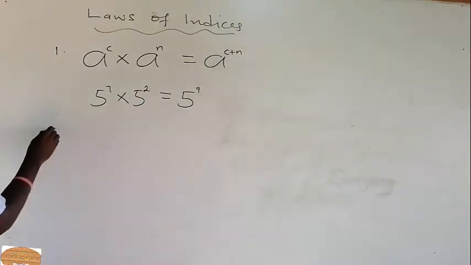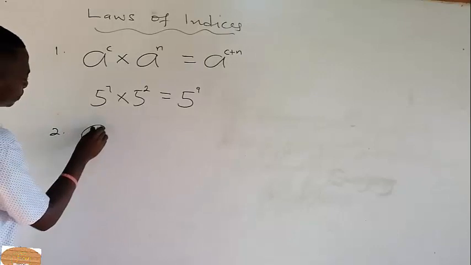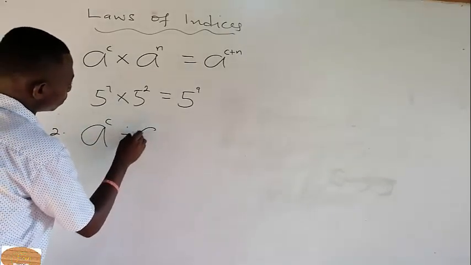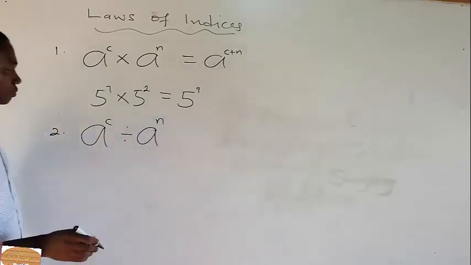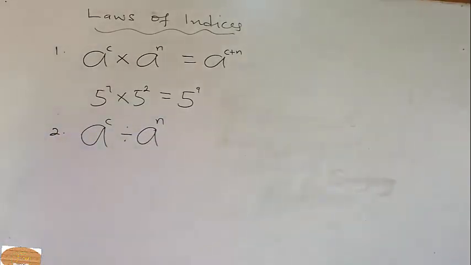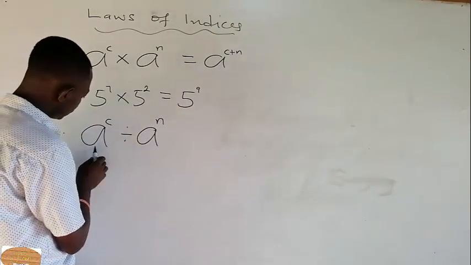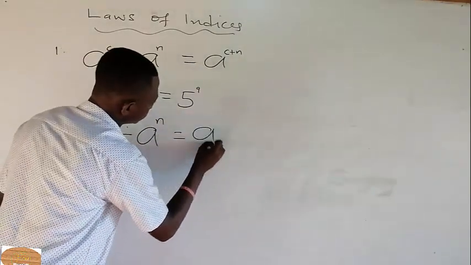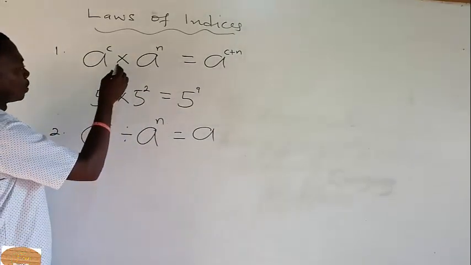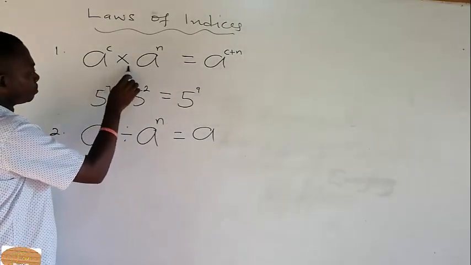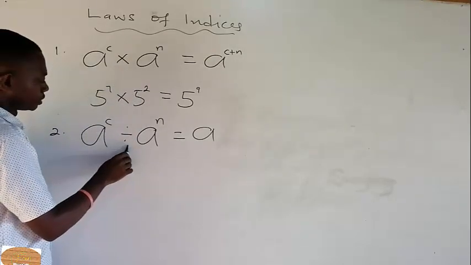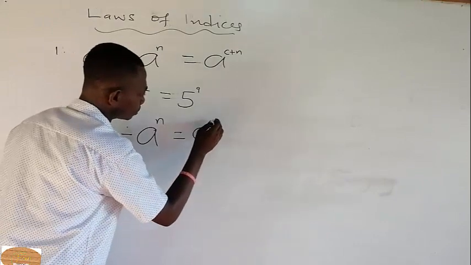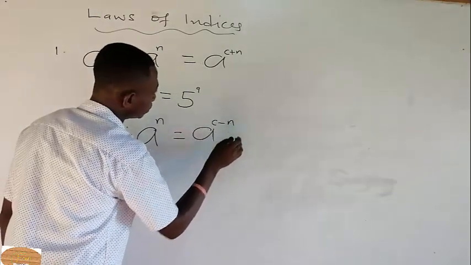Now the second law is division. In case we are given A to the power C divided by A to the power N, we have the same bases, so I'll pick one. Now let's check something here. This one is multiplication and this one is division. The law says that if it is division, you just subtract the exponents, so C minus N.